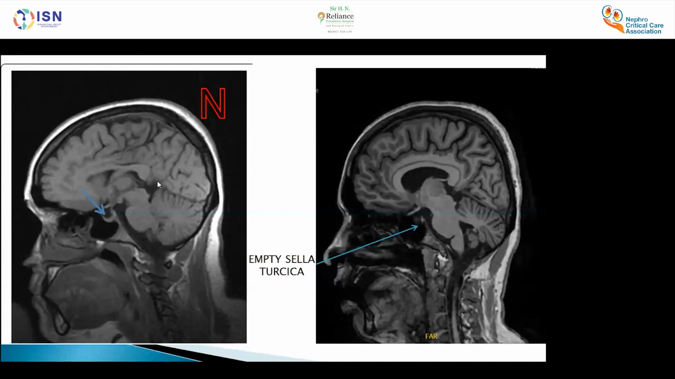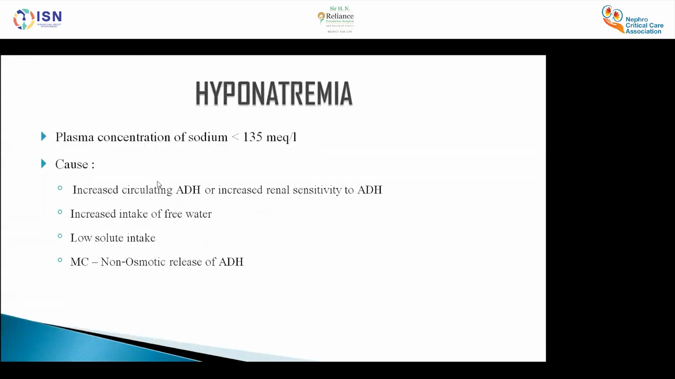Sorry. So, sir, on your left side of the screen there is a normal CT MRI brain image showing the arrow pointing towards the sella turcica, which is filled, whereas the patient's MRI brain is on the right side, showing an empty sella turcica. So this was the first MRI done when she came.